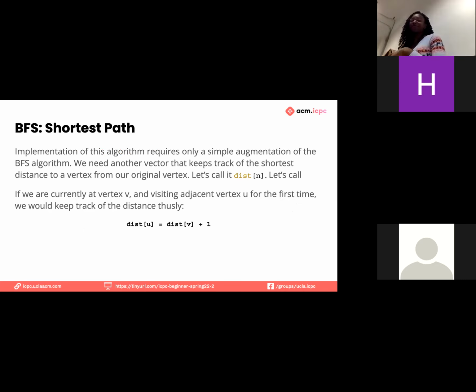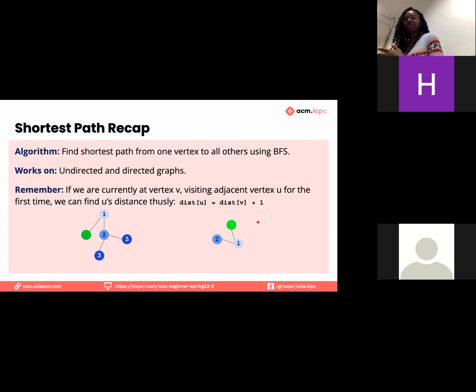All right, so implementing this algorithm basically requires you to put this line of code right in there, where the distance of u is equal to the distance of v plus one. If u is the adjacent vertex and v is the one that you're already at. All righty. So that is basically all you have to do to find the shortest path. And we'll also see examples of that later. But when you implement BFS and you're comfortable with that, putting this in will be very simple.